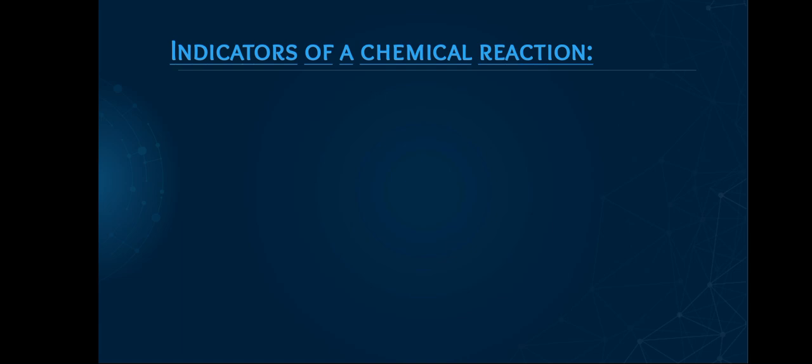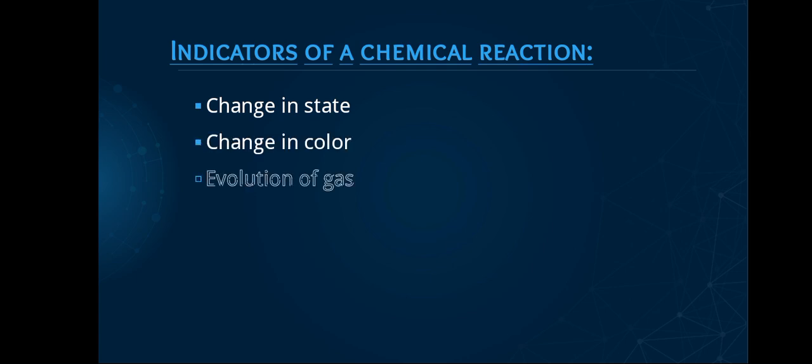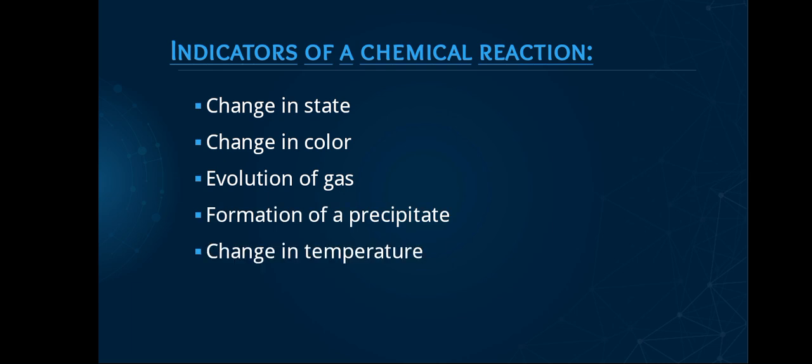Now let us see indicators of chemical reaction. The first indicator of chemical reaction is change in state. If you have to determine whether a chemical reaction has taken place or not, you need to have some indicators that show that a chemical reaction has taken place. The first one is change in state. You will observe a change in state when a chemical reaction has taken place. Next, change in color. Next, evolution of gas, then formation of a precipitate, and change in temperature. These five things need not happen at the same time. They can happen differently also. They can happen in one reaction or in another reaction also.